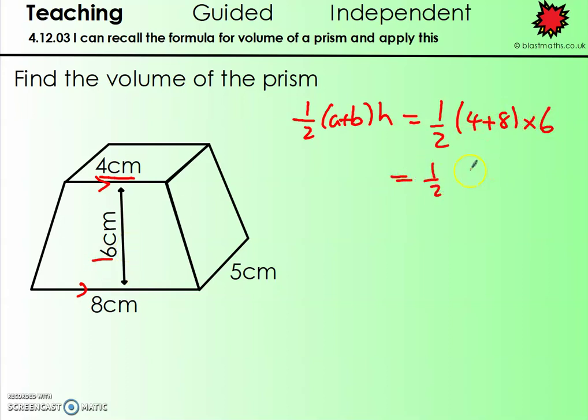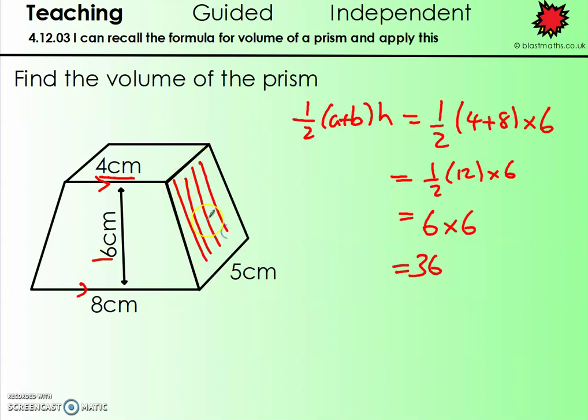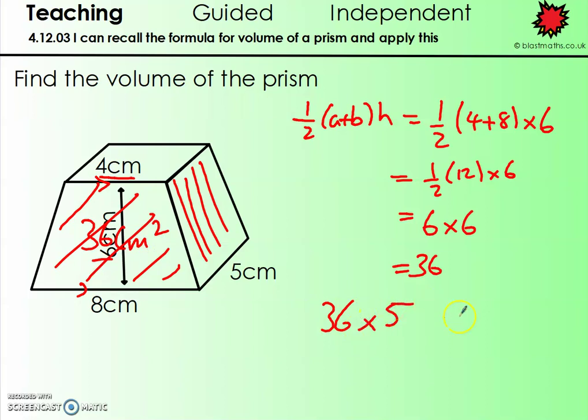So half of 8 plus 4 is going to be 12. And then times it by 6. So I'll half the 12, which gives me 6. And 6 times 6 is 36. And then I've got 1, 2, 3, 4, 5 rows going backwards. Each of these has an area. The area at the front here is 36 centimeters squared. So I've got 36 times by 5, which gives me 180 centimeters cubed.